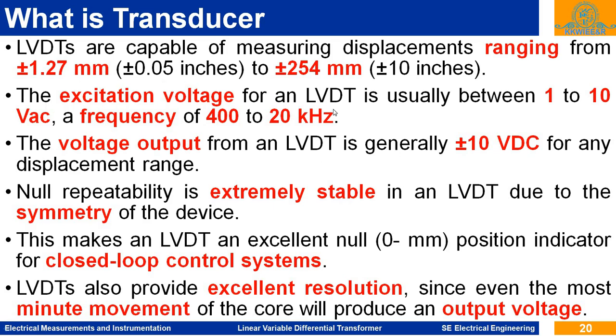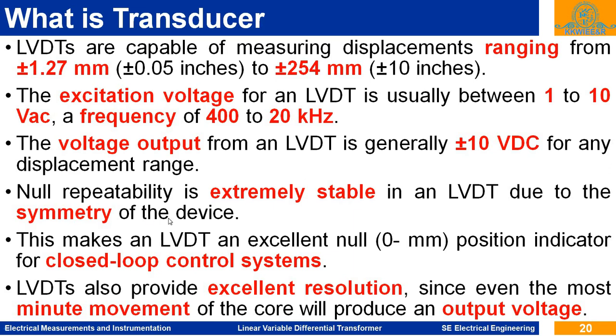The excitation voltage for an LVDT is usually between 1 to 10 volt AC. So the input voltage for the primary coil is 1 to 10 volt, and the frequency is 400 to 20 kilohertz for the primary coil. The voltage output from an LVDT is generally plus minus 10 volt for any displacement range. There are some slight changes depending on the application, depending on the purpose, depending on the overall size, depending on the manufacturer.